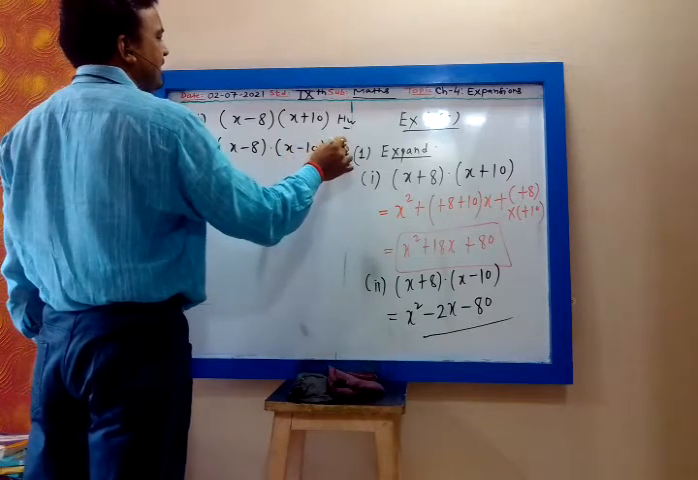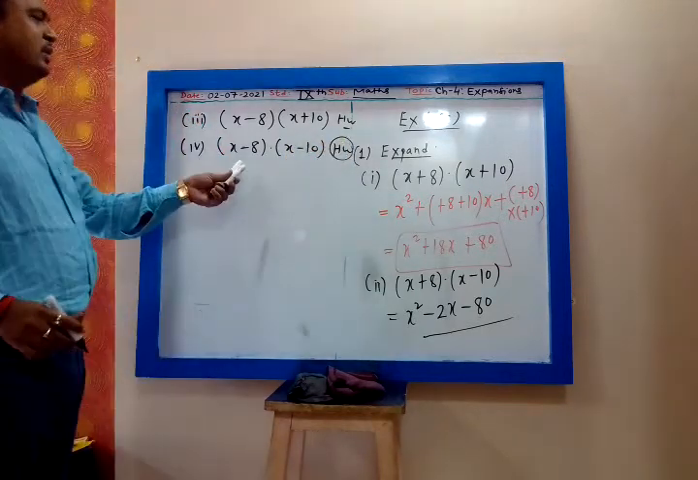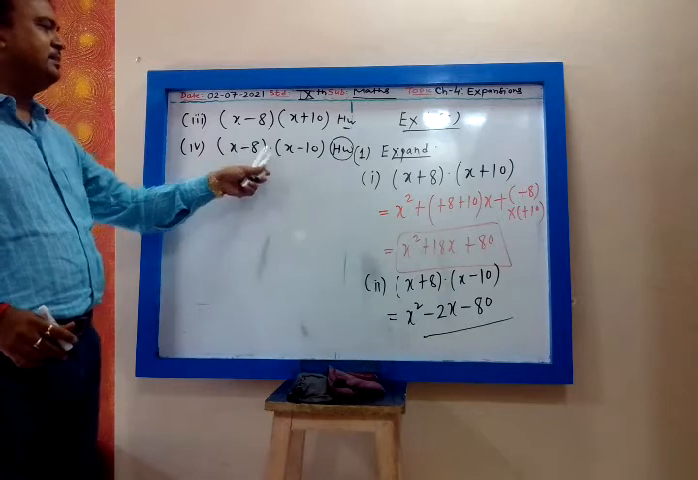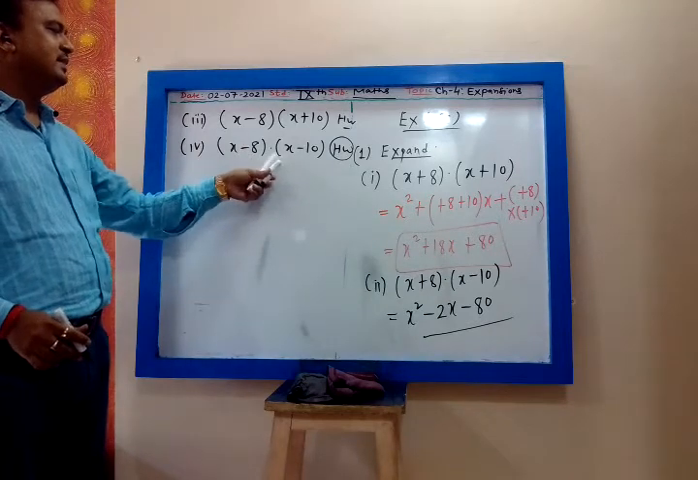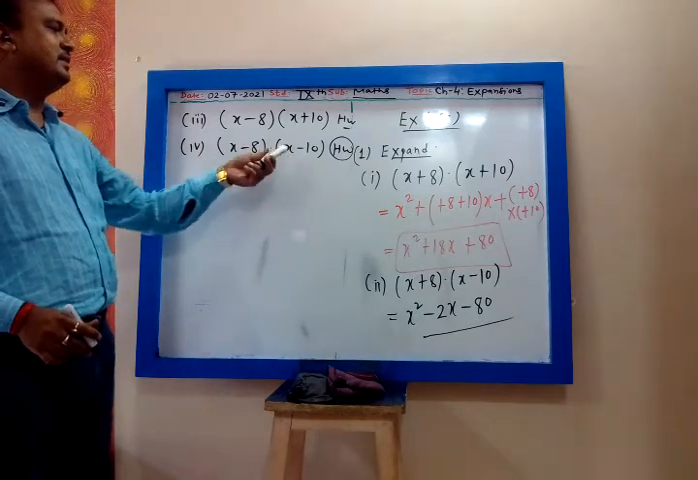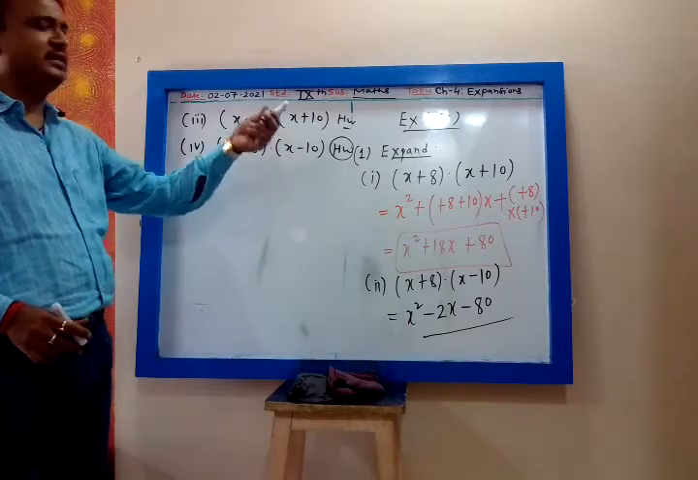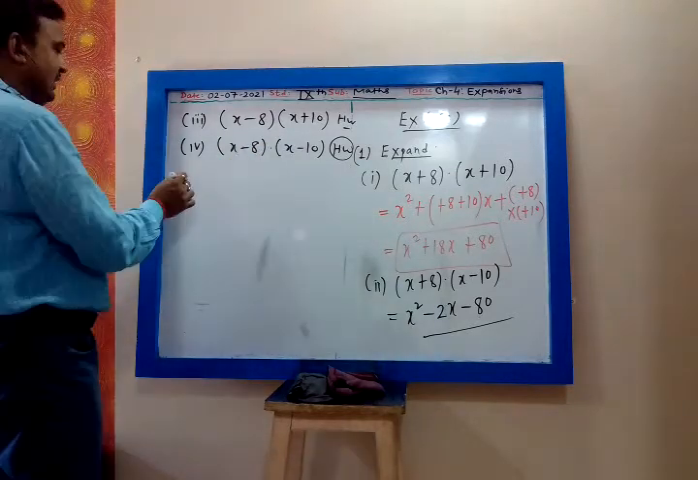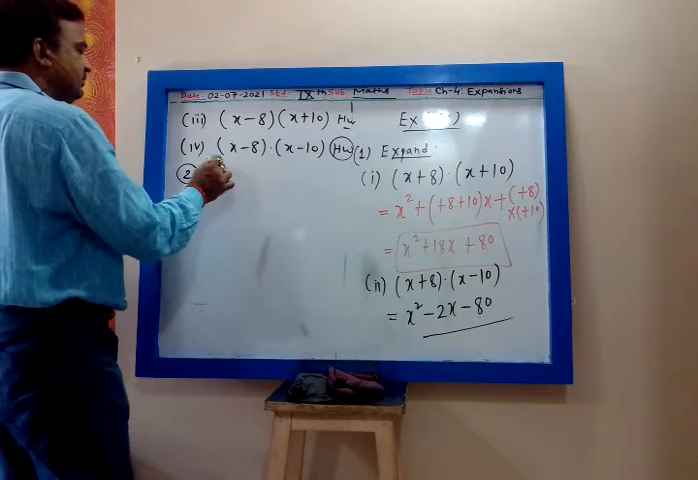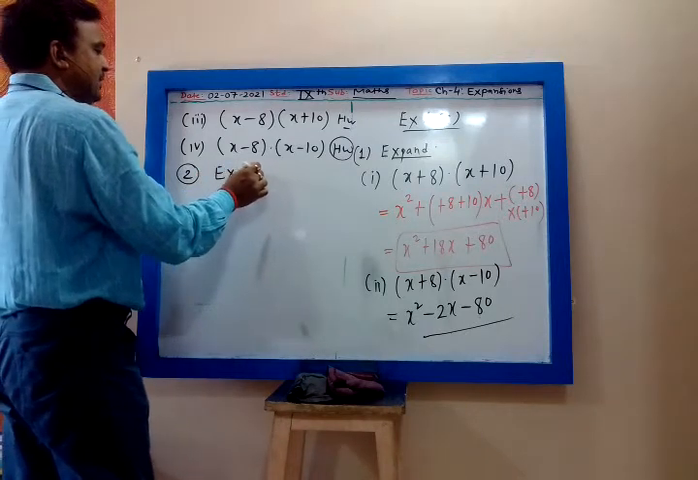Okay. You can give the oral answer. X square minus 8 minus 10 will be minus 18x. Minus into minus 10 will be plus 80. So x square minus 18x plus 80. Yes. Then second part, expand.